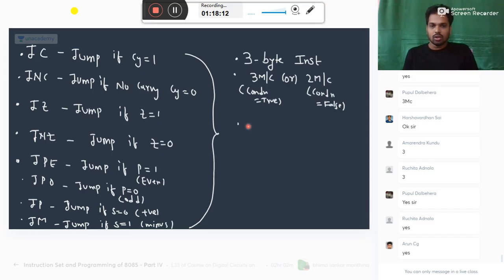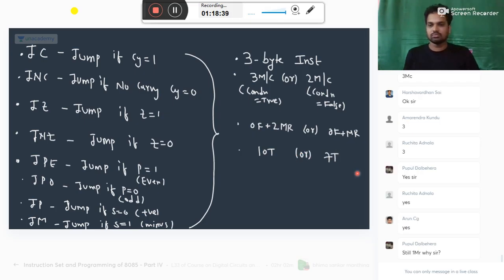That is opcode fetch plus 2 memory reads. If the condition is false, there is no use of reading the address, so it will not read the address completely. Whenever it understands the condition is not true, why waste time, it will stop. So it is 10 T states or 7 T states. But how will it check the condition?